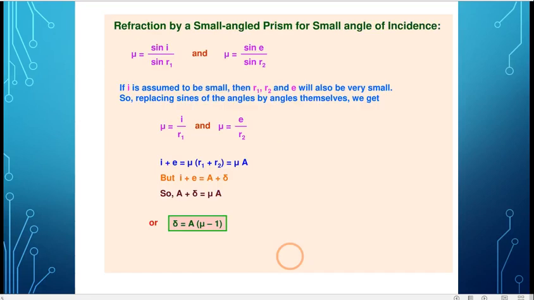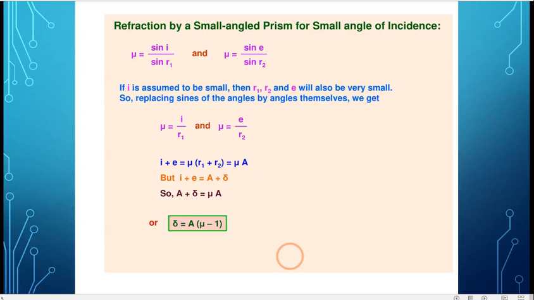Now, here refraction by a small angle prism for a small angle of incidence. That is, we are going to discuss thin prisms. Prisms having refracting angle less than 10 degree are called thin prisms. For such prisms, instead of sin theta we generally use theta. For such prisms to deviate the incident ray towards the base during both refractions, it is essential that I should also be less than 10 degree so that all other angles will also be small.